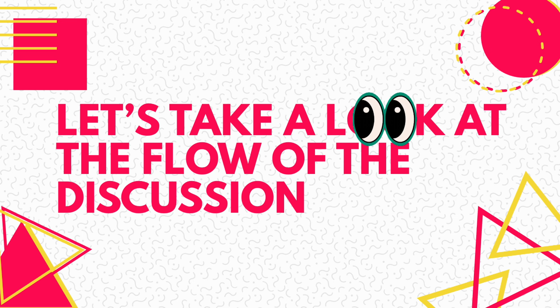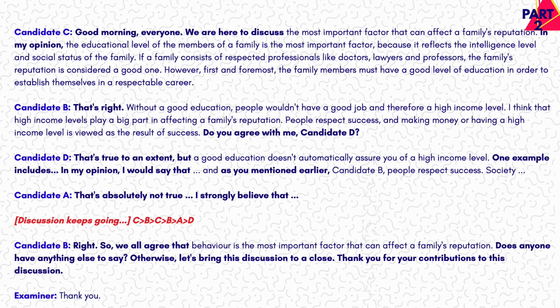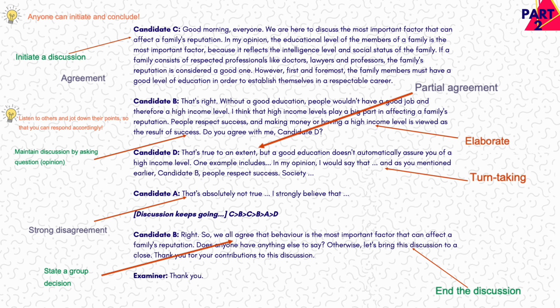Okay, let's take a look at the flow of the discussion. Before we move on to the next slide, take your time to read through this. Let's discuss this. Like I said before, anyone can start and end the discussion. For this example, candidate C starts while candidate B ends the discussion. Candidate C starts by informing everyone what to discuss and continues presenting his or her own opinion. Candidate C then explains and justifies.